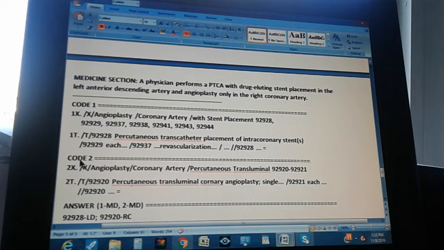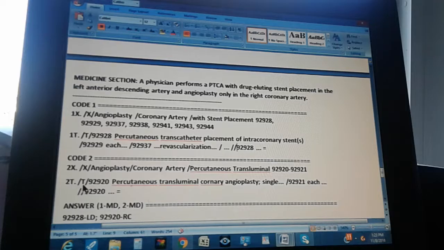Now the code number 2 through the index is found like this. First you go to index. Then you go to angioplasty and coronary artery. Then you go to percutaneous transluminal. 92920 through 92921. There's only 2. Okay.